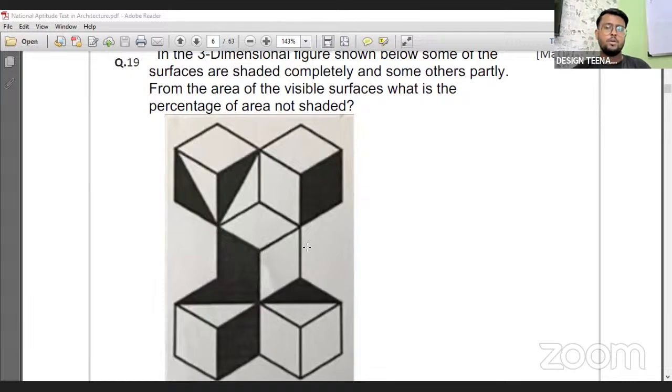What is the percentage of area not shaded? With the help of the sides. Tell me the calculation. The calculation will happen; there is no requirement of pen and paper.